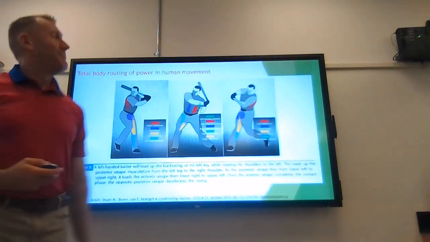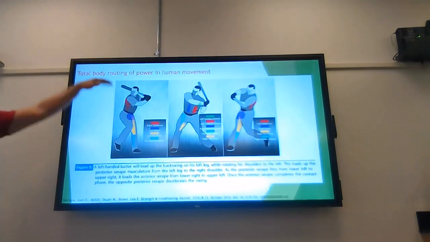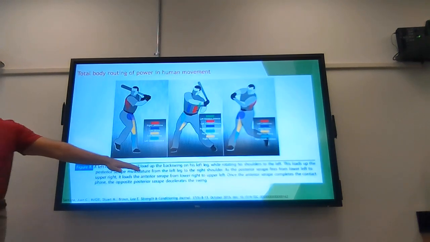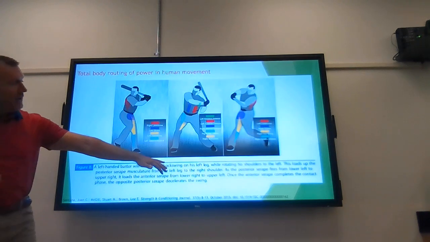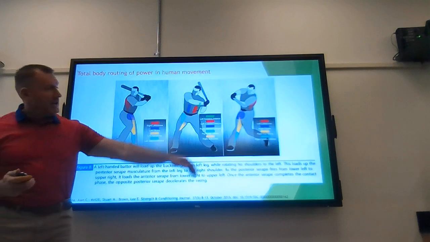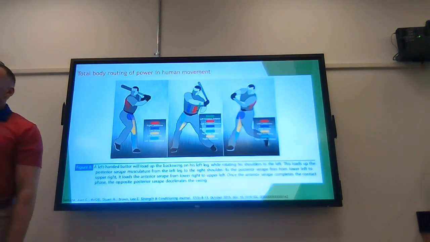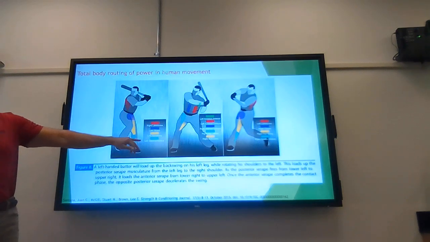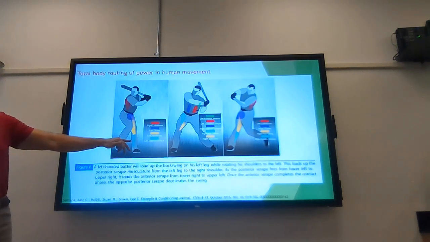More on baseball. Okay, so total body rooting of power in human movement. The same three phases that we've talked about before: preparation, movement, follow through. A left-handed batter will load up the backswing on his left leg, while rotating his shoulders to the left. Let's take that posterior serape concept and apply it. What you've got right here, left gastrocnemius, right? And then where do we go?